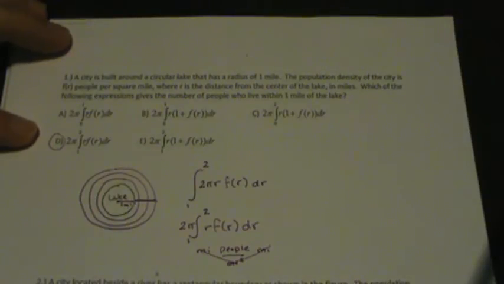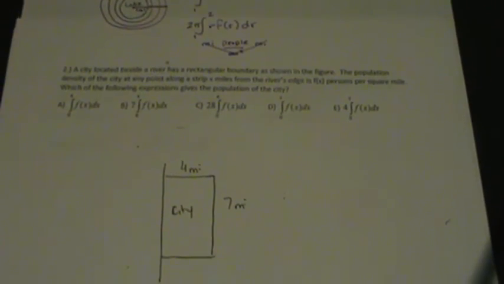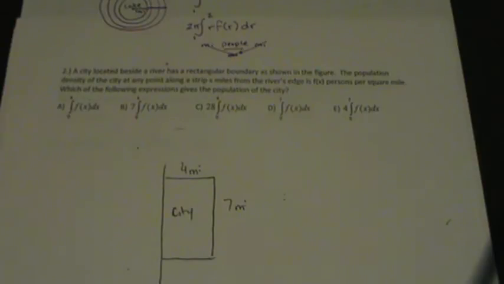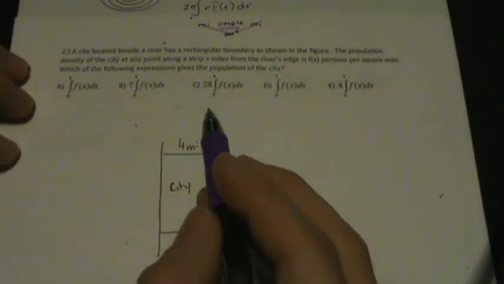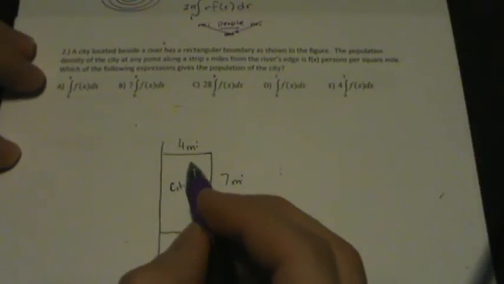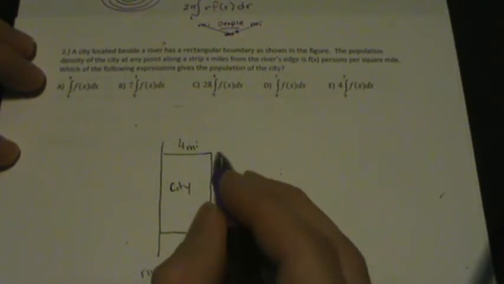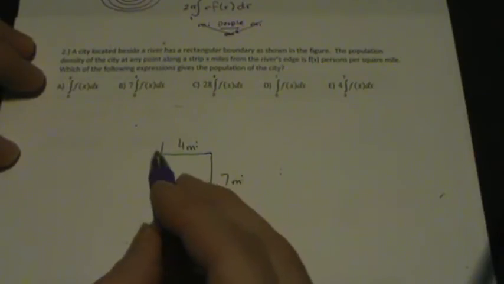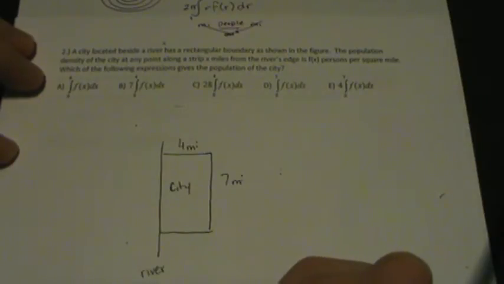All right, very unique problem. The second problem that is kind of similar to it is the one right below it. Now you have to draw this picture. This picture was not photocopied, so you want to go ahead and draw this. It is a city located beside a river. So here's your river, and its rectangular boundary as shown in the figure. They tell us that this is 7 miles in length and that this is 4. These are all given within the figure that isn't photocopied.